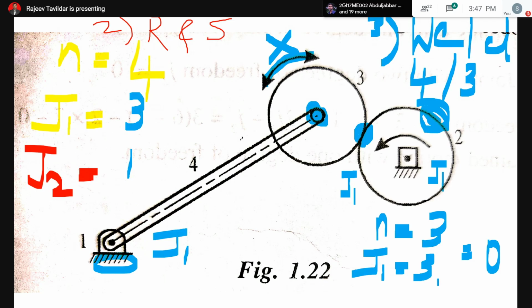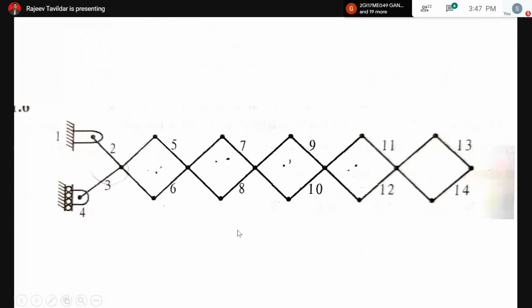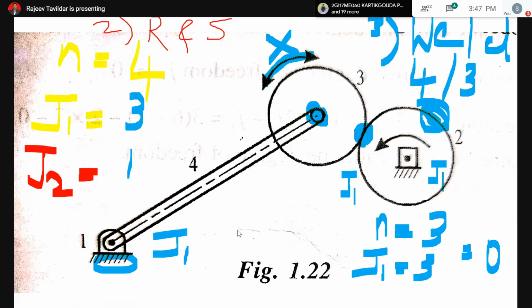Okay. So I hope this concept was clear. I'll take up the next problem. Sorry, sir. Like in the last question, it was not mentioned that the link 2 connection was concentric. Like if it was not concentric with the rotation, then there would be one more case, something like that.